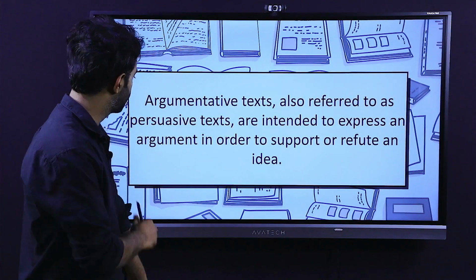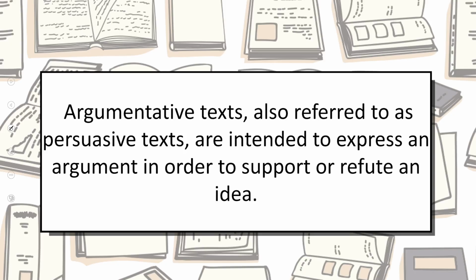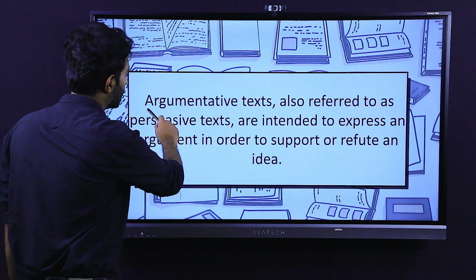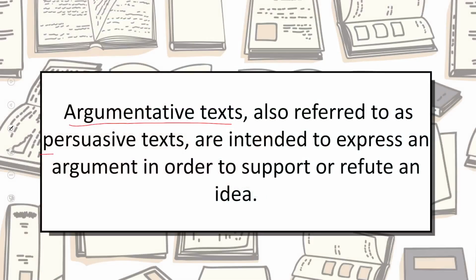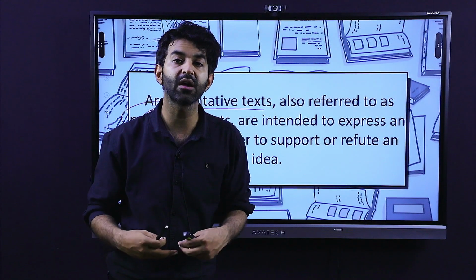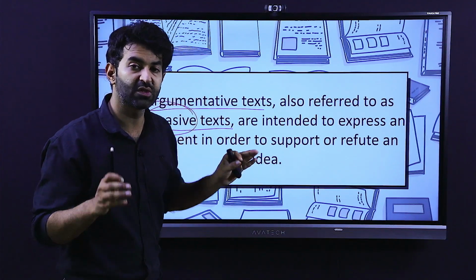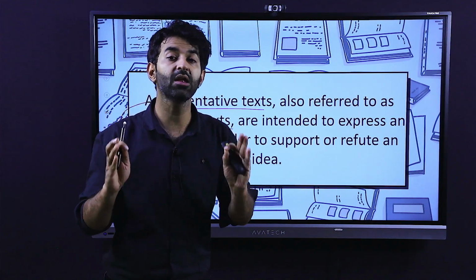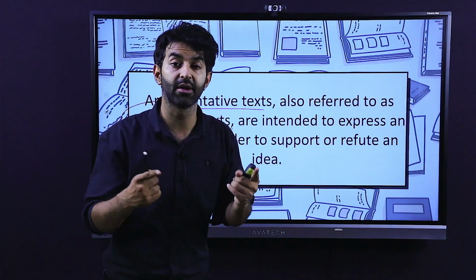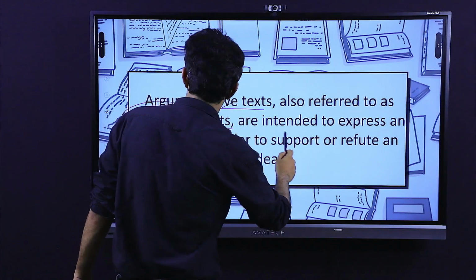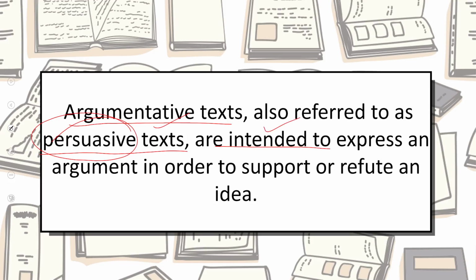And now let's talk about what argumentative texts are. Text is what we know. Anything that is written is what we call a text. Argumentative texts, my dear learners, are also referred to as persuasive texts. Persuasive is taken from the word to persuade, to convince others, to make others believe that you are on the right side. Such texts are ultimately convincing the readers about a particular thing, and that is your persuasive text. They are intended to express an argument in order to support or refute an idea.